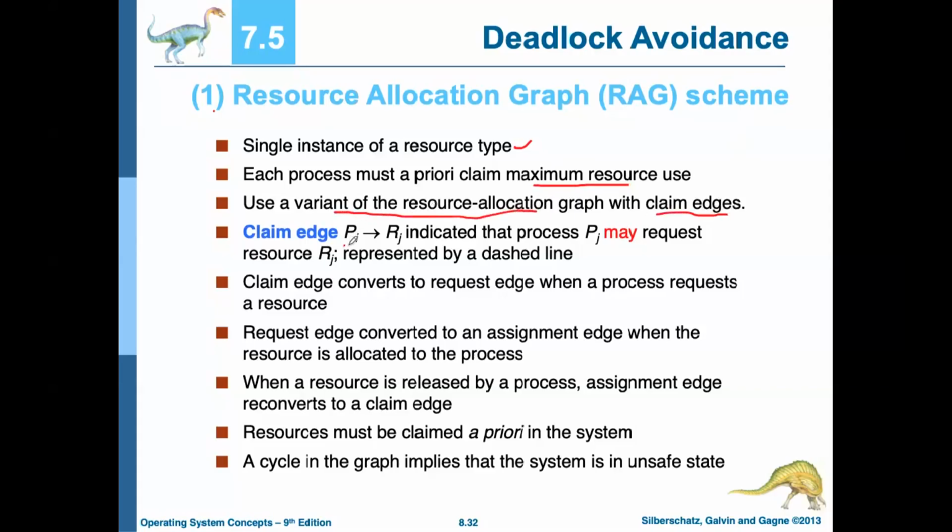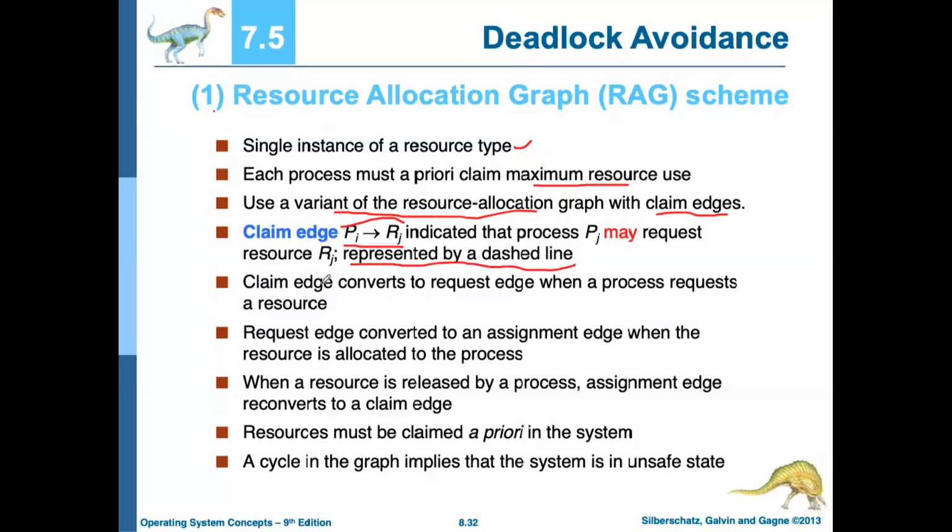This is the claim edge symbol, which goes from process Pj towards Rj. This indicates that process Pj may request resource Rj, represented by a dash line. So it's the dash line; this arrow should be dashed.